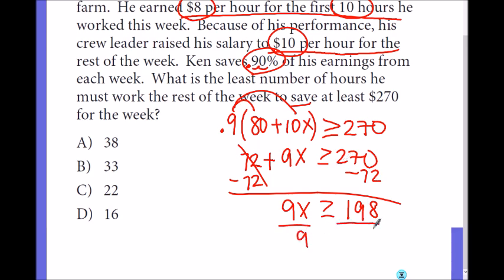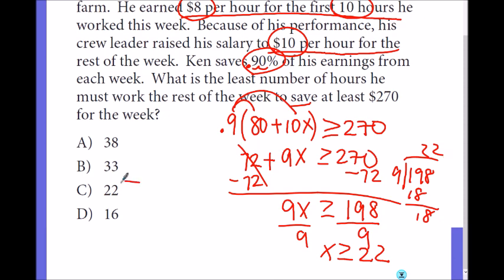Divide by 9, divide by 9. I get x must be greater or equal to 22, right? 198 divided by 9 is 22, so at least 22 hours.